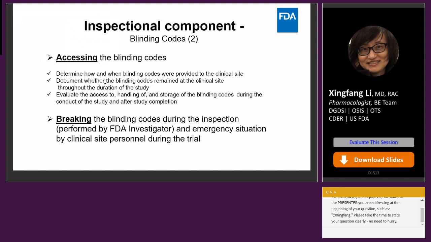And for breaking the blinding code, during inspection, FDA will perform the breaking of the blinding code to verify the subject received the correct treatment. And during the clinical trial phase, if there is an emergency, clinical site personnel can break the blinding code. There will be a note to detail why you broke the blinding code.